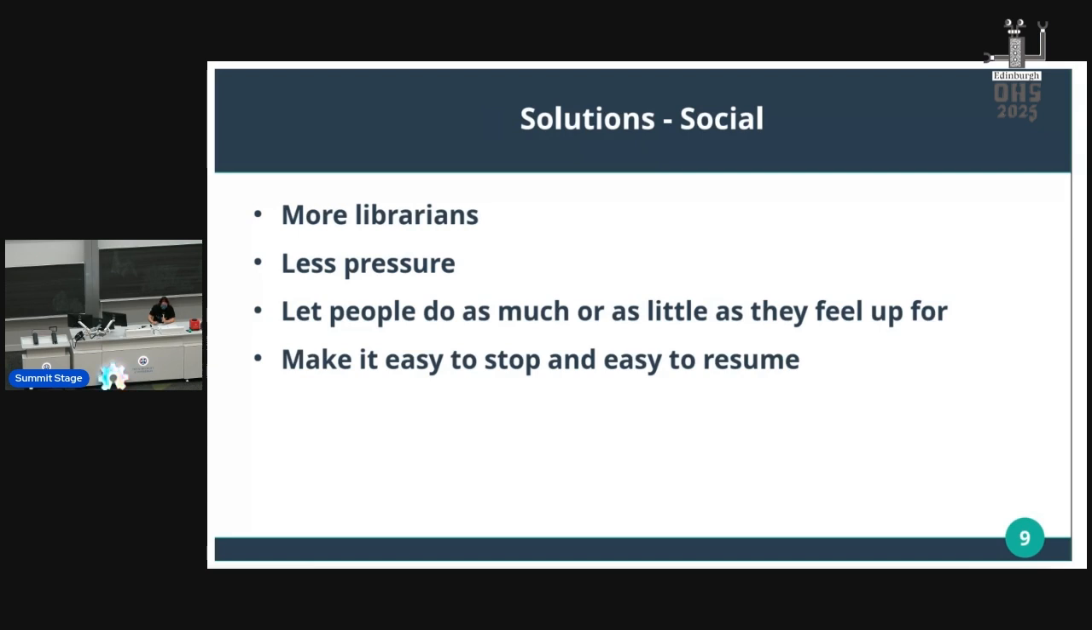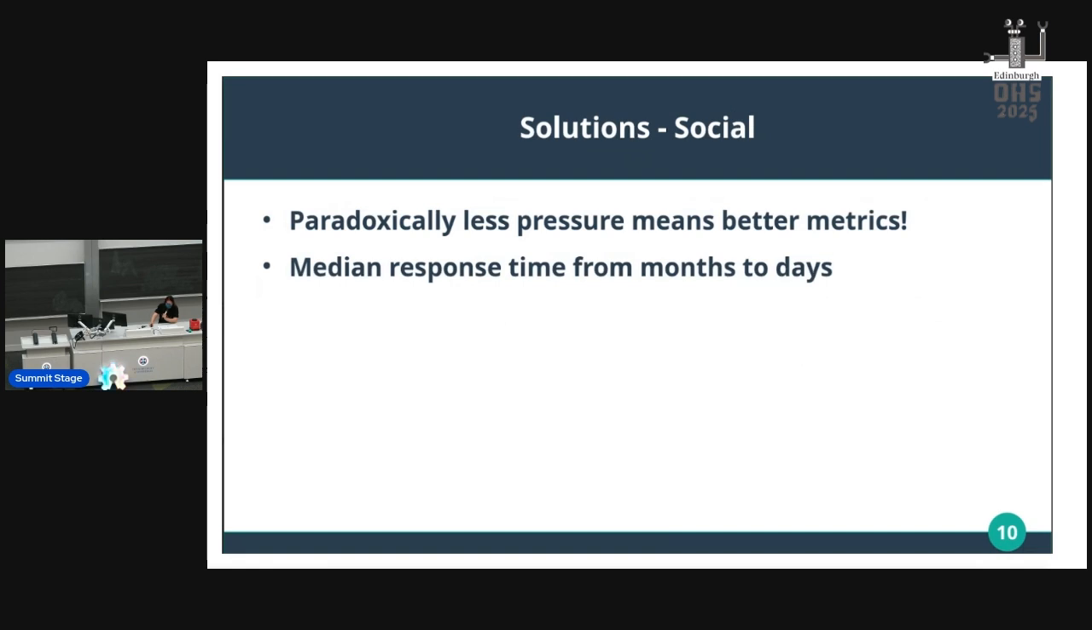People will drop out over time, and that's fine. We keep recruiting more librarians, and we never blame people for dropping out. And this makes it easy for them to come back if and when they feel like it. We decided the health and motivation of the library team is more important than the metrics, like the size of the queue or contributions processed. And when we did that, the metrics actually improved as well. Our median response time from submission to first review went from months to days.